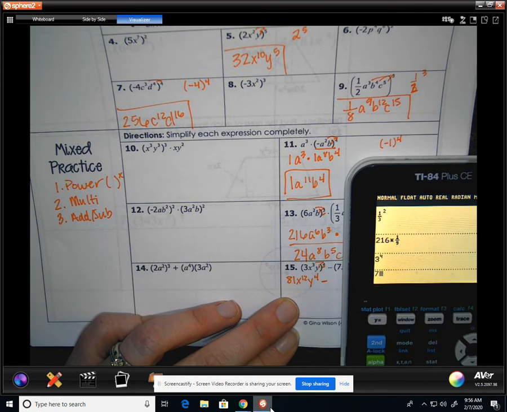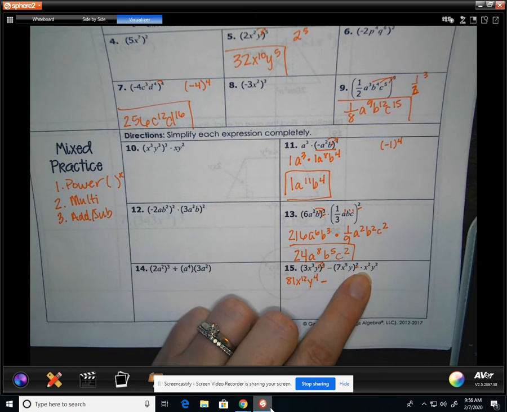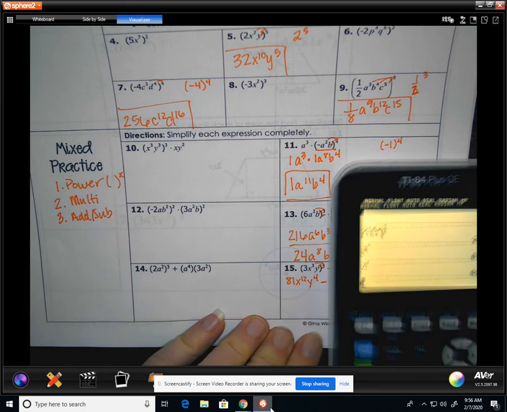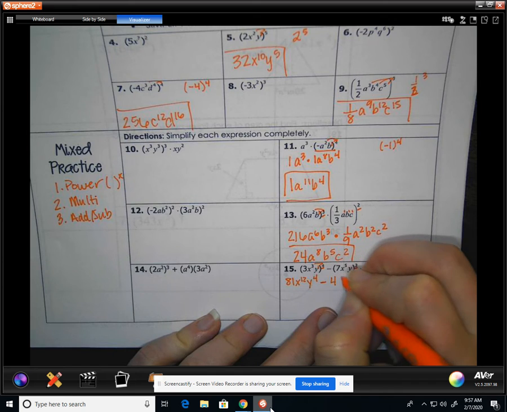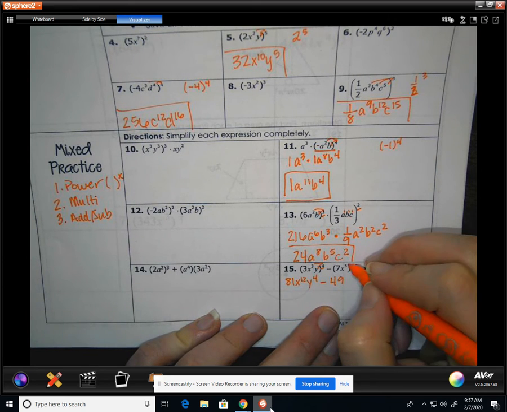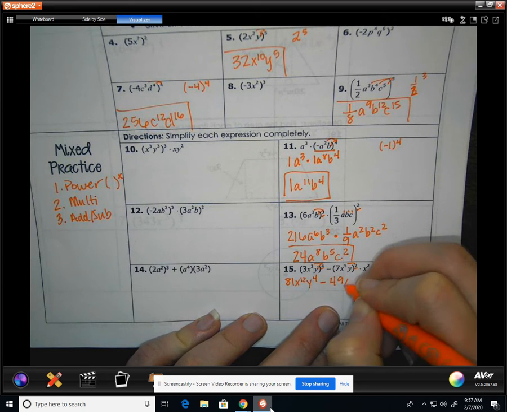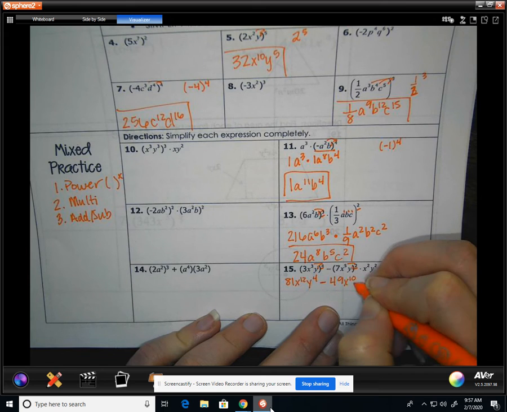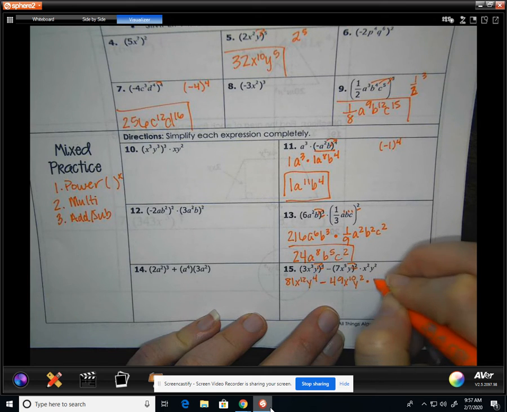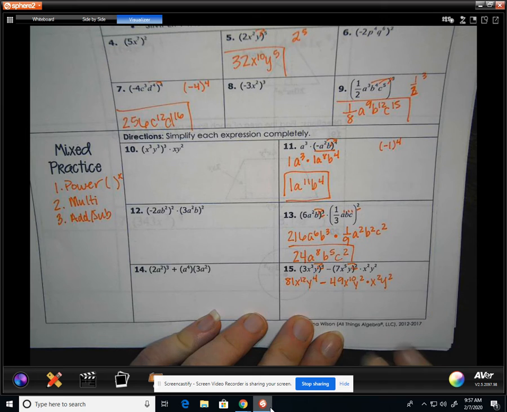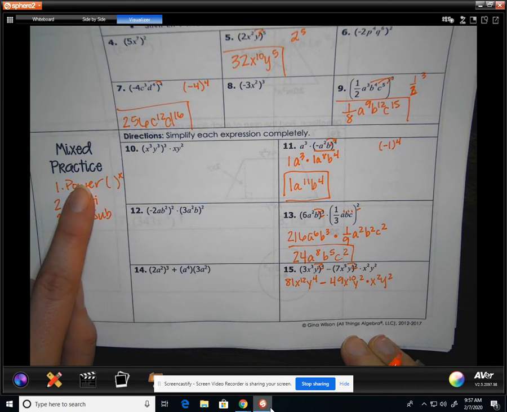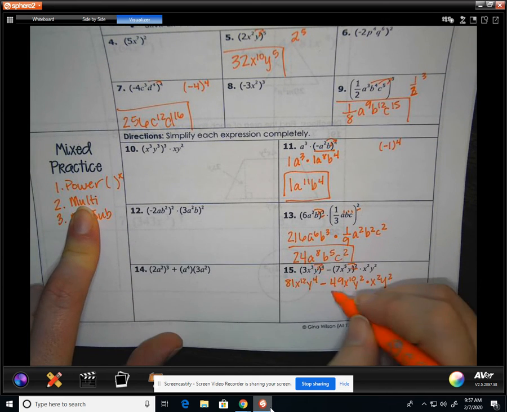Then I do 7 squared because I have a 7 with a squared on the outside, and that is 49. And then I multiply my exponents. 5 times 2 gives me x10. 1 times 2 gives me y2. I bring down times x squared, y squared. Okay, after I do the power rule comes the multiplication. So I have a multiplication problem right here.